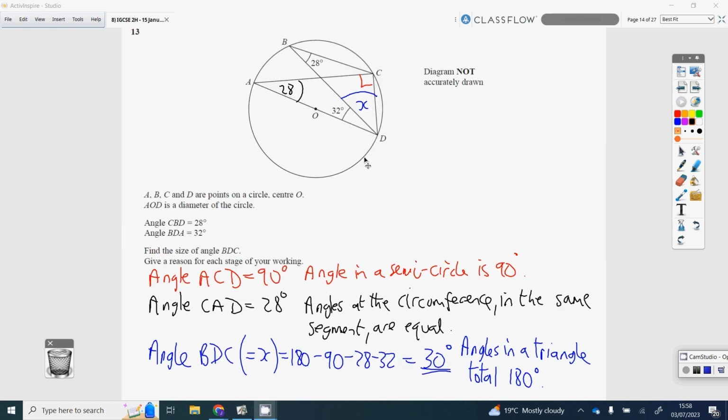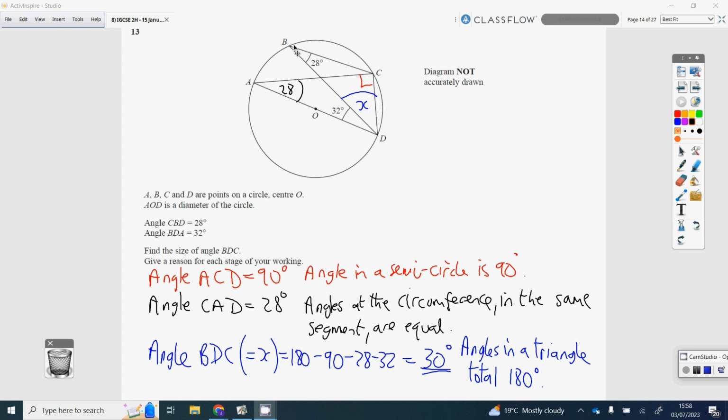Question 13. Well, the first thing I notice is that AOD is a diameter of the circle. It's going through the center. So therefore, angle ACD is a right angle because the angle in a semicircle is 90 degrees. So that's 90 degrees. Secondly, I can see that I'm bouncing off the circumference twice from C and D.